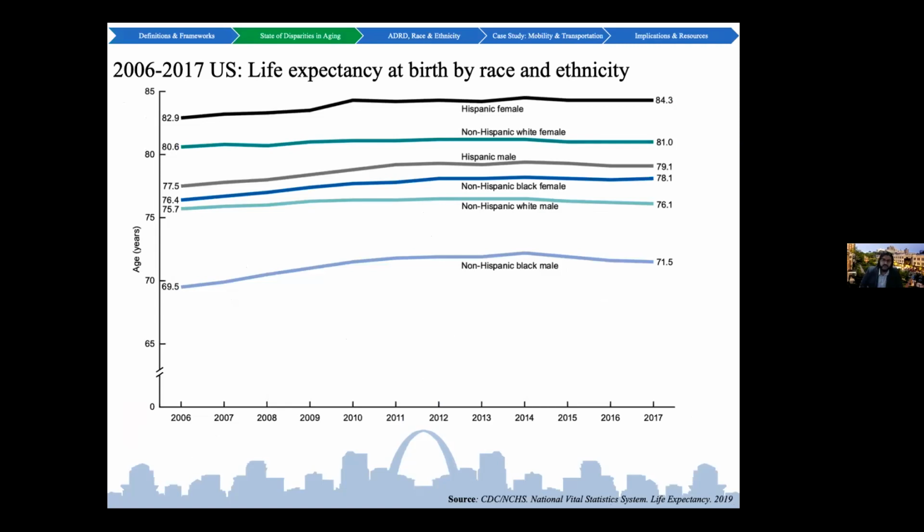So the figure that I have up here is from the National Vital Statistics System. And it's one on life expectancy from the year 2006 to 2017. And it provides it for both race and ethnicity in the United States. Overall, and not very shockingly, females tend to typically have higher life expectancy compared to males. And non-Hispanic whites tend to have higher life expectancy compared to the other groups. But there is one noteworthy observation. Male and female Hispanics actually have a higher life expectancy compared to the respective gender of the other two groups. But also, most strikingly, as you'll see, non-Hispanic Black males tend to have the lowest life expectancy at 71.5 years.